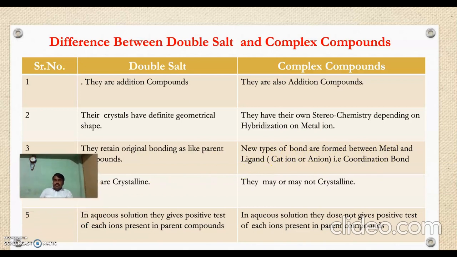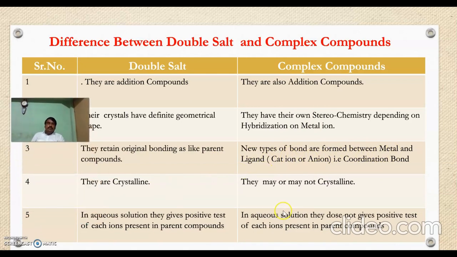Double salts are crystalline in nature. Complex compounds may or may not be crystalline. In aqueous solution, double salts give positive test of each ion present in the parent compound. In aqueous solution, complex compounds do not give positive test of each ion present in the parent compound.